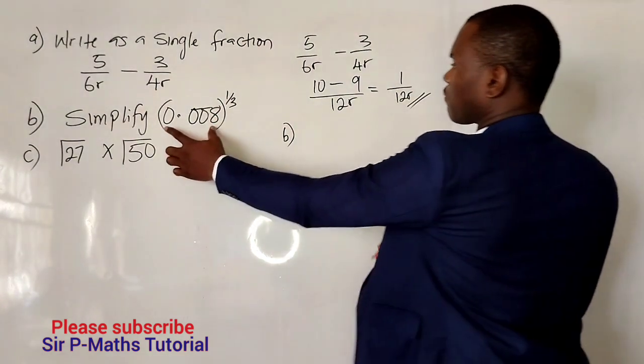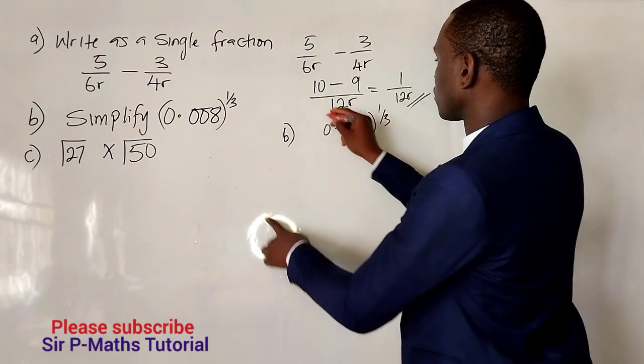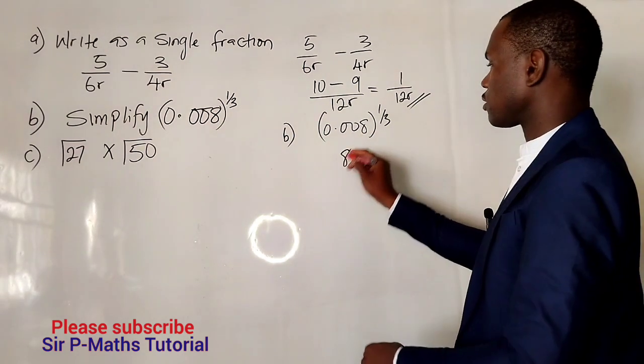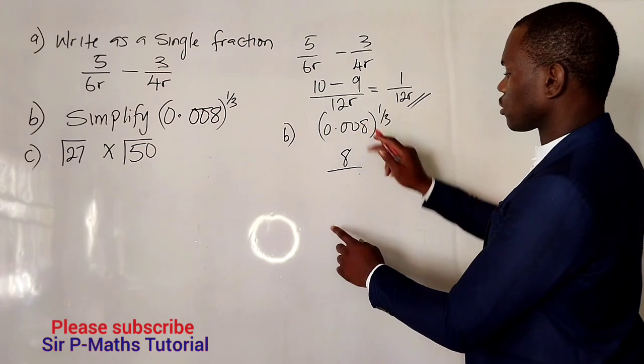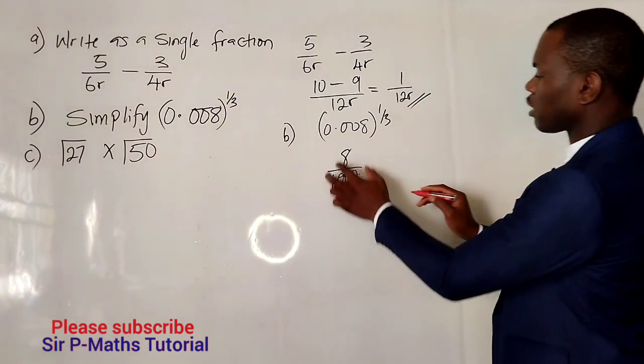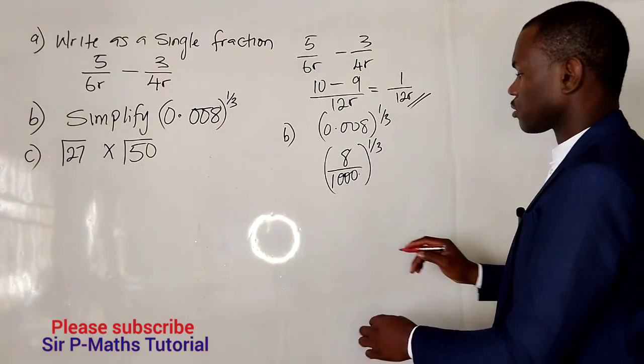We are asked to simplify this: 0.008 raised to power 1 over 3. First of all, let's write it as a fraction. That is 8 over, this is 1, 2, 3, so I'll have 3 zeros and the decimal point as my 1. So I have 8 over 1000, all raised to power 1 over 3.